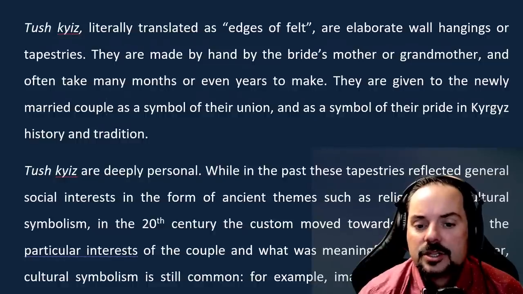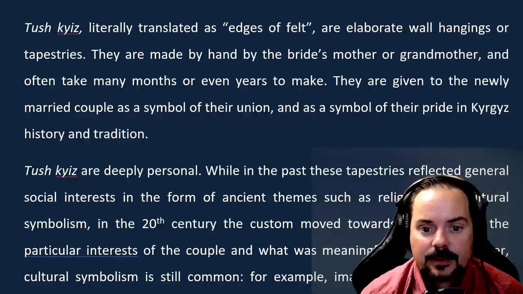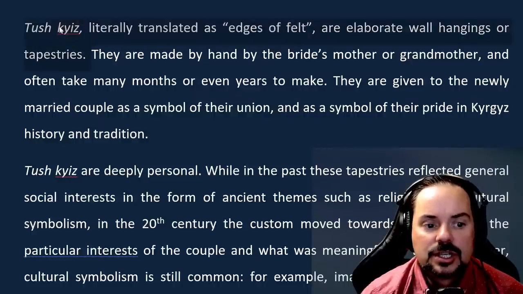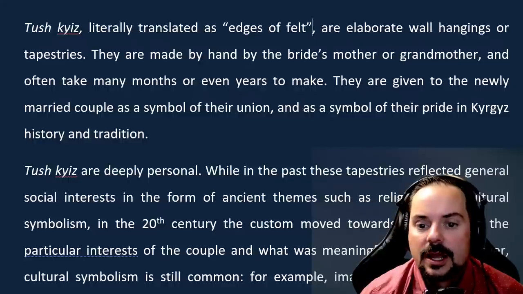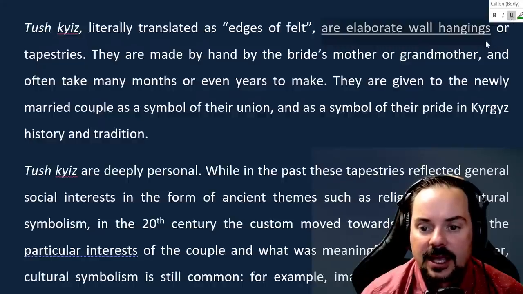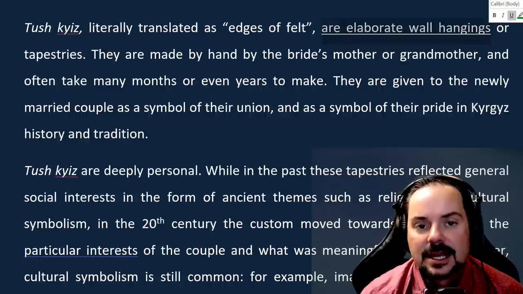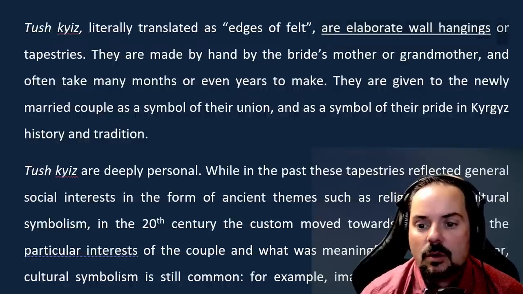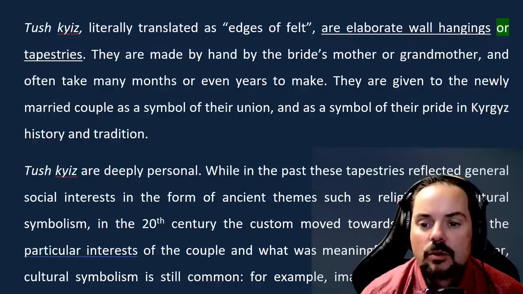Okay, great. So this first body paragraph is really what actually tells us what this is, right? Yes. So here, especially the topic sentence is very, very important. The Tashkis, literally translated as edges of felt, are elaborate wall hangings. So this is a key phrase, right? Elaborate wall hangings. And then the author knows that this might be a little bit tricky for some people. So they give you a second definition here, which is the or tapestries, right? So this or is an important one.